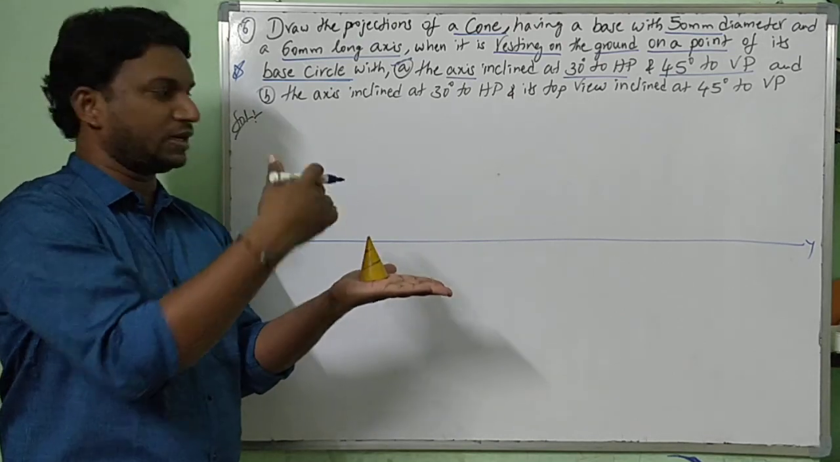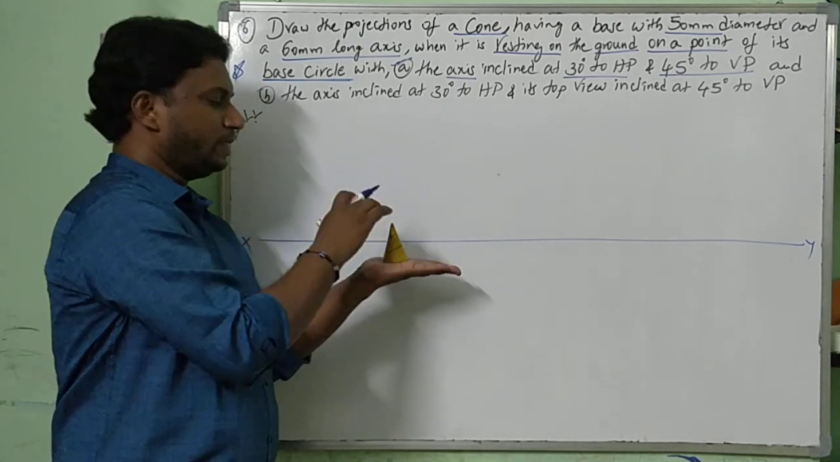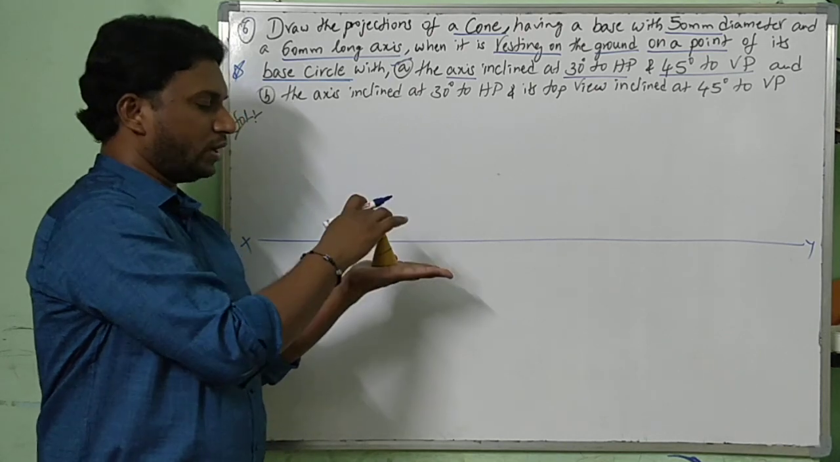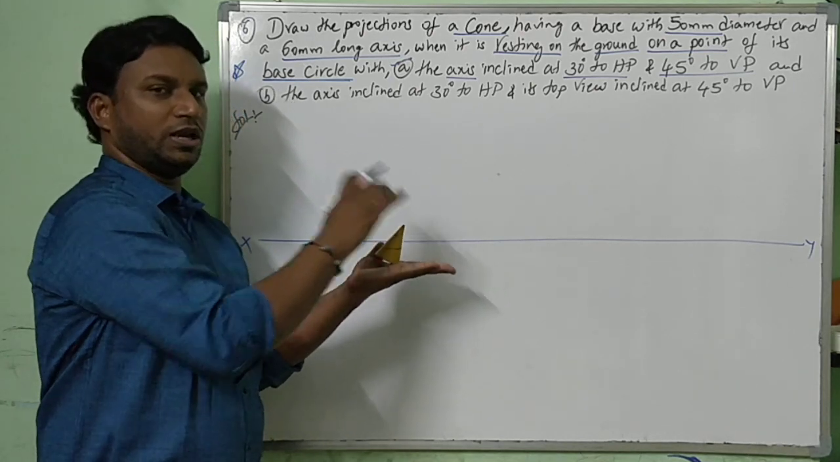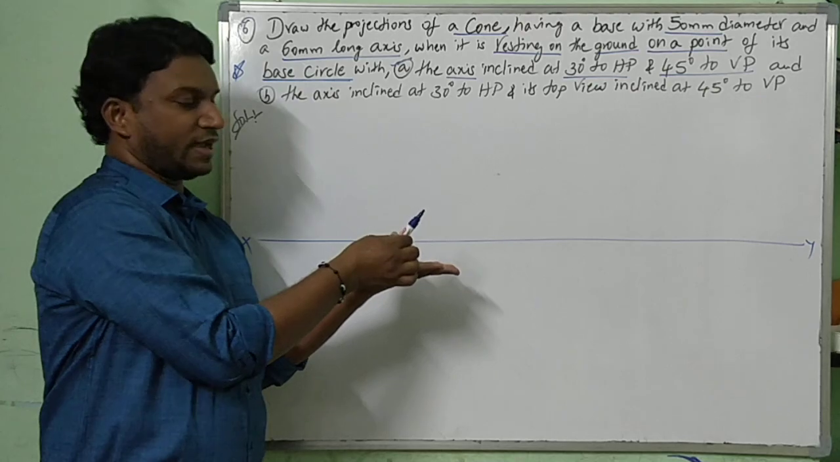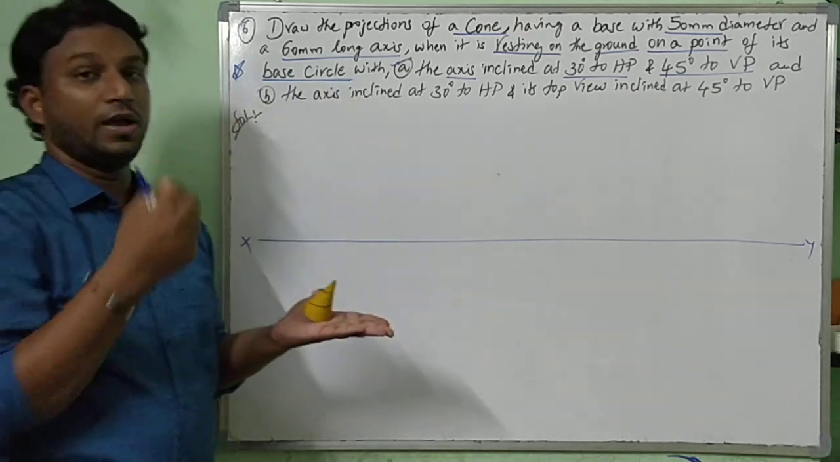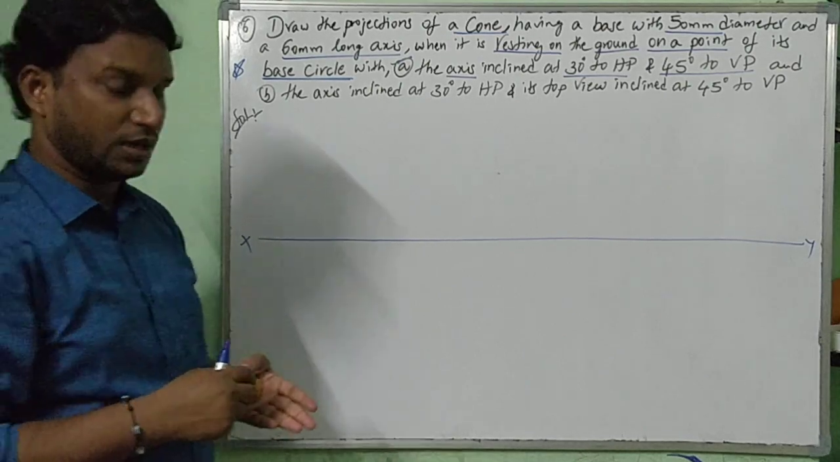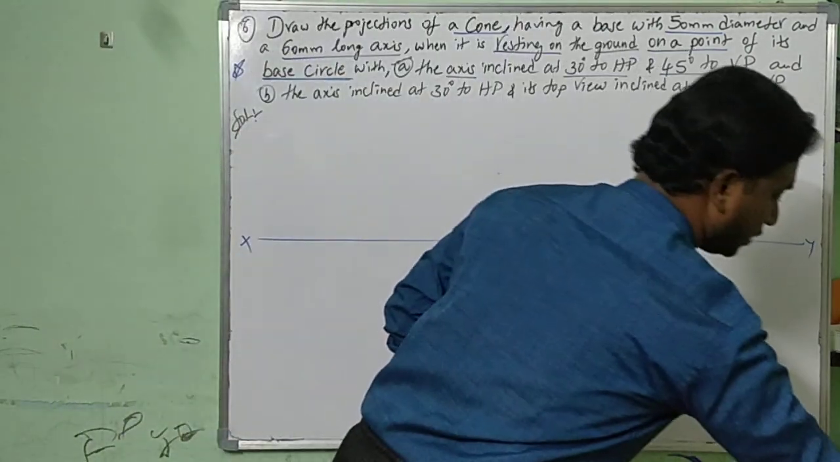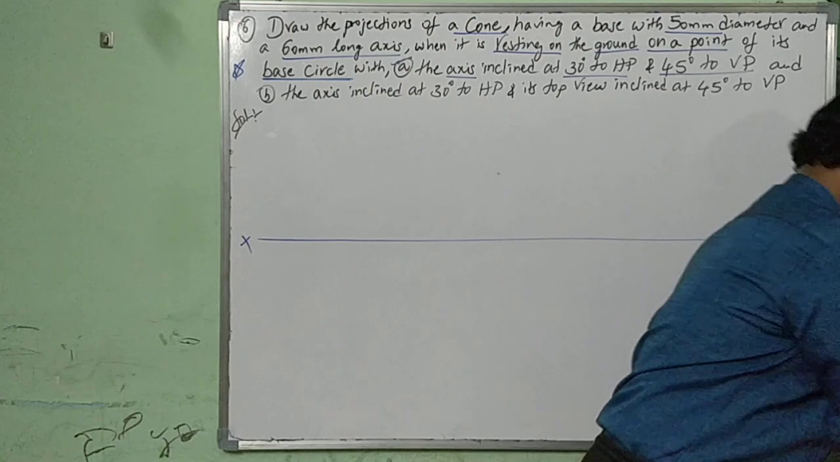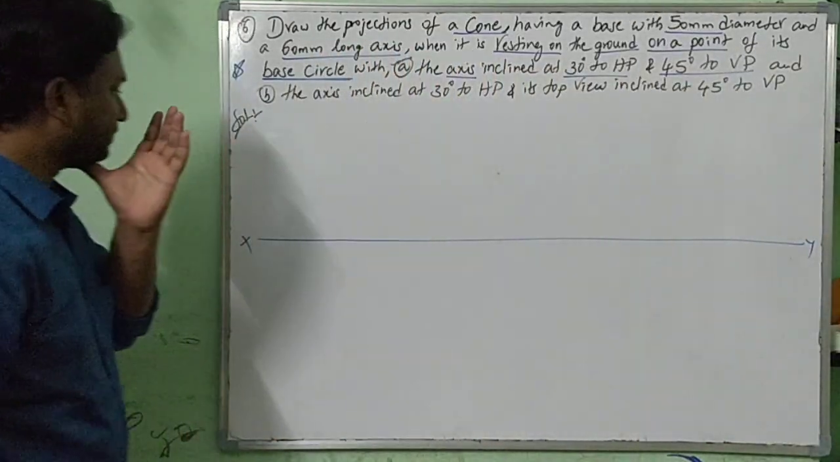So top view will be a circle, front view will be projecting. Once that is done, keeping the point on the ground, any 1 point, we are supposed to show the axis inclined at 30 degrees with respect to the top view. Now axis inclined to HP we will draw, and axis inclined to VP also we are supposed to draw. This is all the small explanation part.